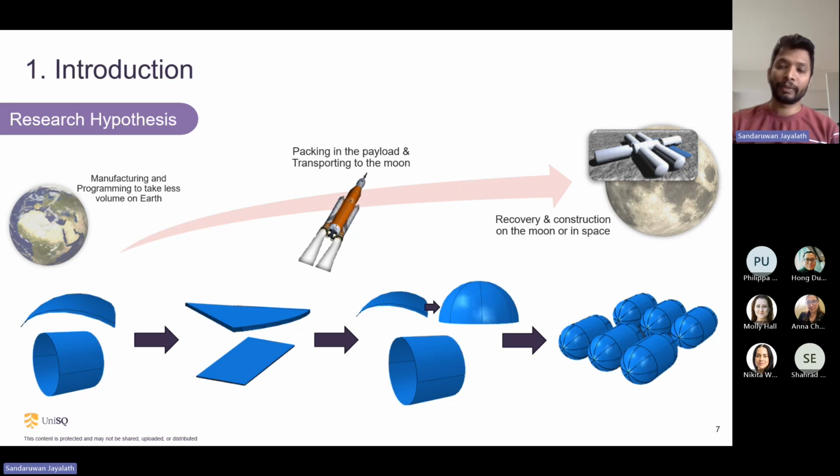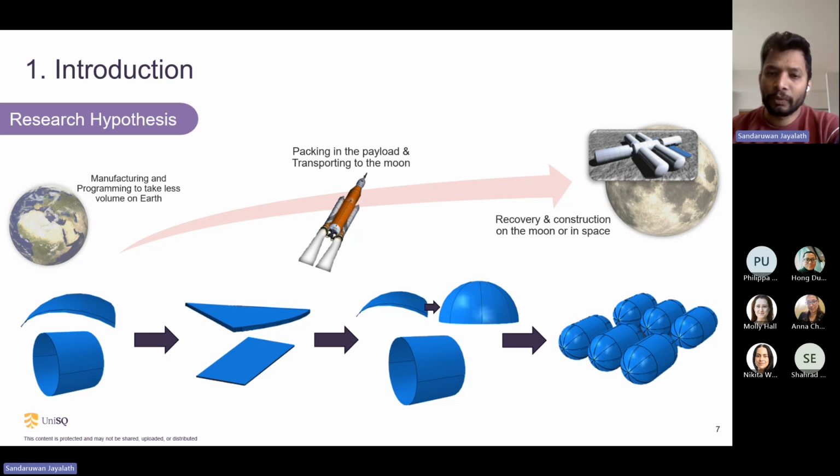And once we take it into the place we need to create the structure, we can recover it back to its original shape and put them together. There are various mechanisms for that, and put them back. So in here, I have shown some pressure vessel kind of structures.